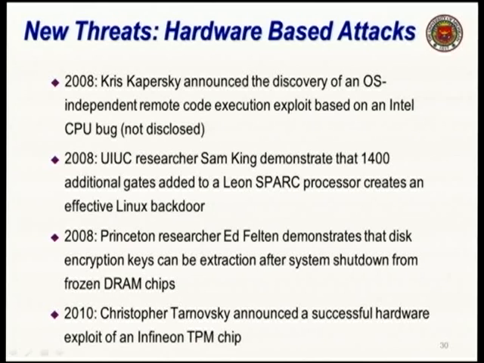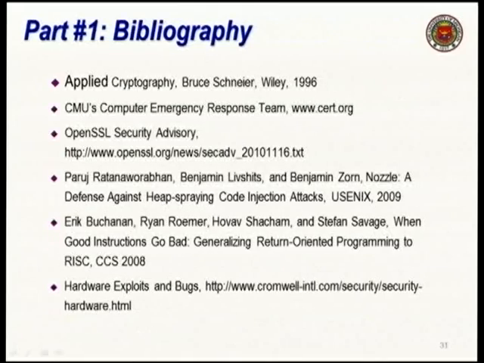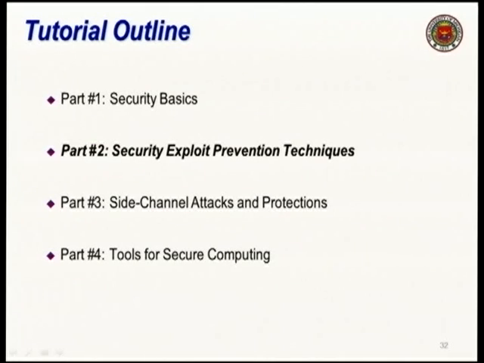Here's another demonstration where there was a researcher in Illinois in the United States who added 1,400 gates to a design. So he was pretending to be a rogue designer on an Intel team. Added 1,400 gates, tiny little bit, like 0.001%, and built a Linux backdoor on a system, just with that little piece of hardware. So lots of other examples. All right, so there's more reading. Now let's move on to the next part.